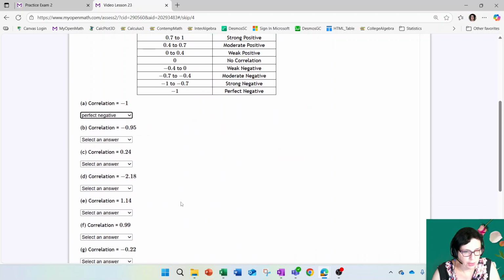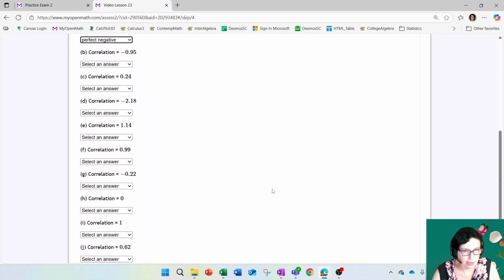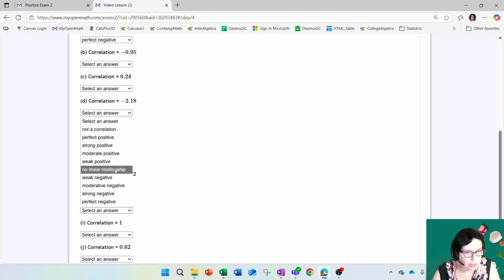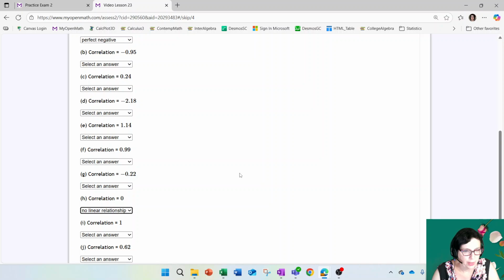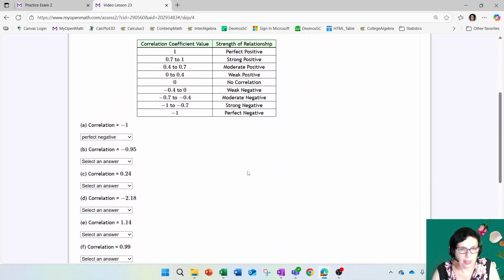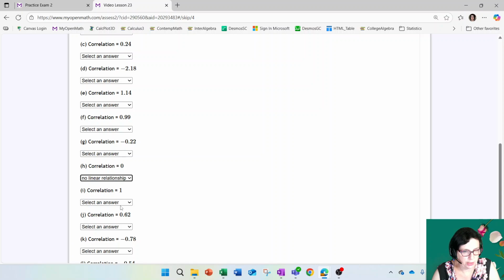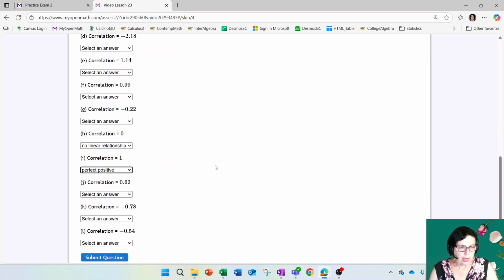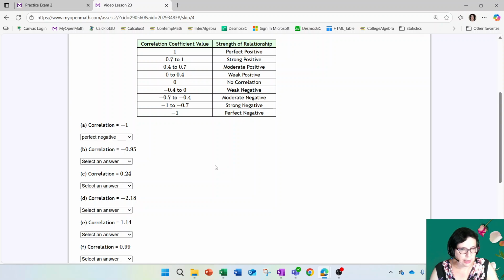If it's 0, as you can see, that just means no correlation. So that's no linear relationship. If it's 1, that means it's a perfect positive relationship. So this would be perfect positive. There it is. Okay. Now let's look at the rest that are not so obvious.